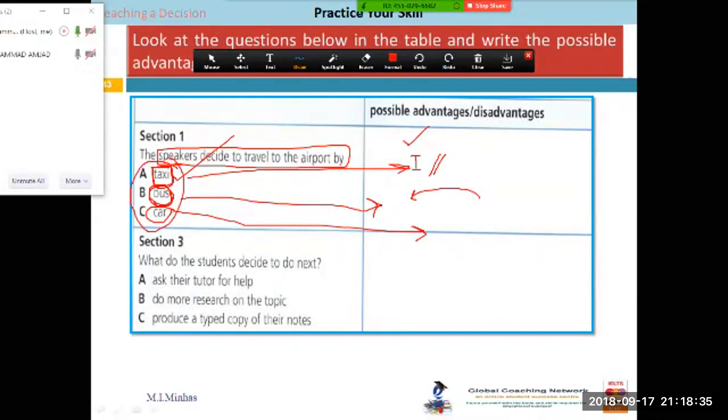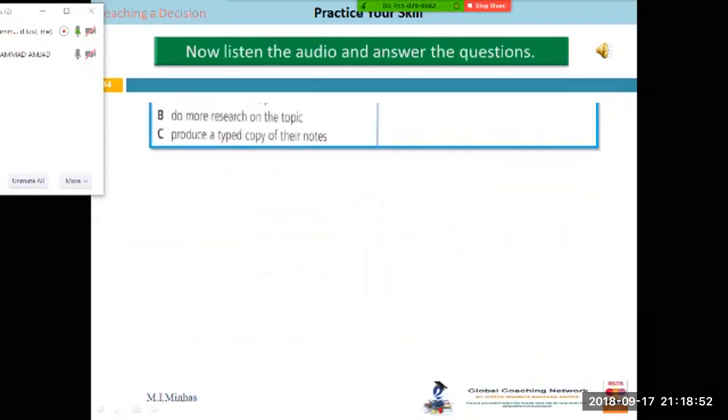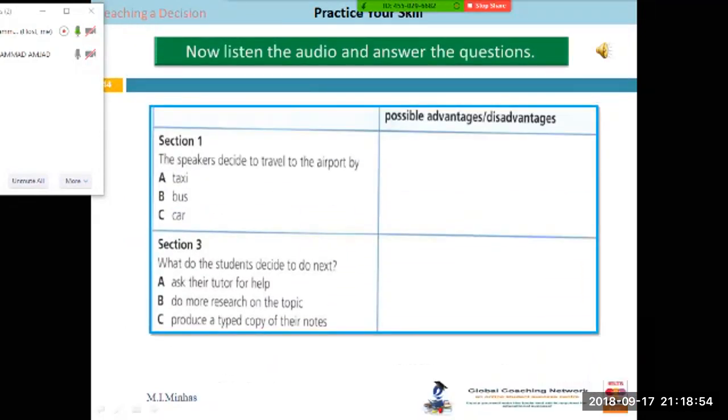Similarly, what do the students decide to do next? Ask their tutor for help, do more research on the topic, or produce a typed copy of their notes. For question number one, we are not going to discuss any topics. Now I'm going to play the recording. You are the ones here, and others will be watching the video. So I want you people to please answer me.